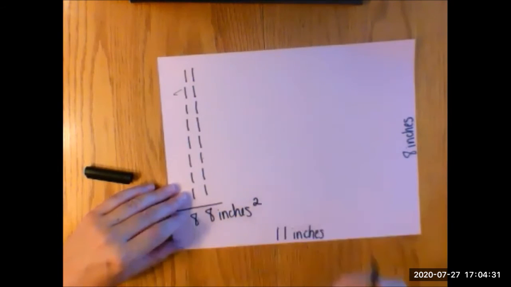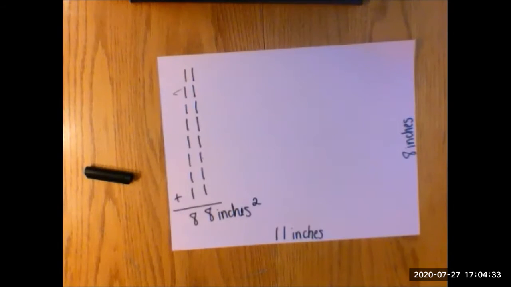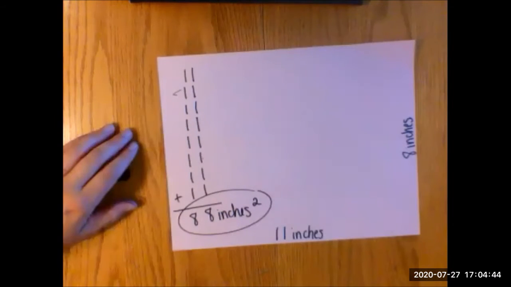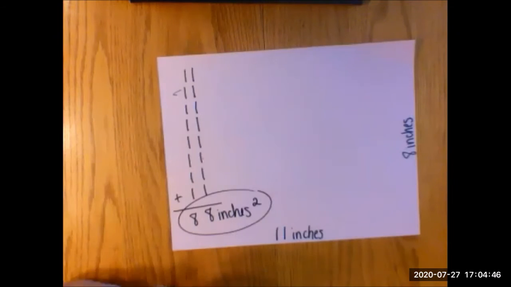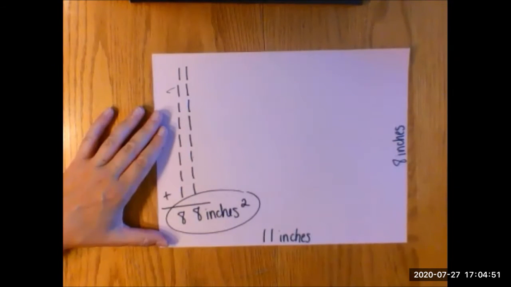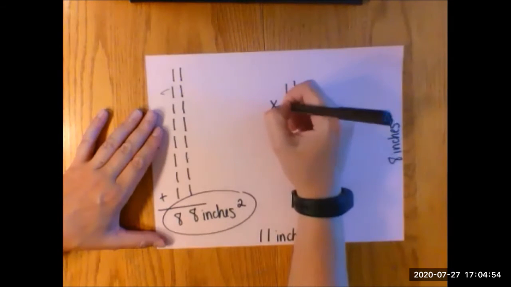88 inches squared. That is the area of this piece of paper. So we did it by adding. If you are comfortable with your multiplication facts, you could do 11 times 8. And we start with our units. We have 8 times 1.